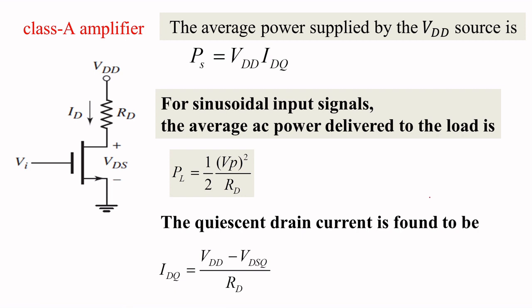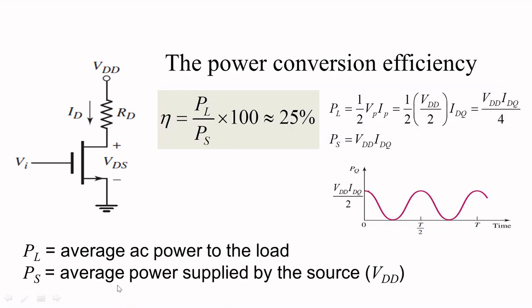Okay, so when you see the formula for conversion efficiency, that is your load power divided by source power. Source power means the average power supplied by your DC source, VDD. I am repeating again, average power supplied by the source, that is your DC source. Load power means average AC power to the load. When you find the ratio of PL by PS, you can find your conversion efficiency.